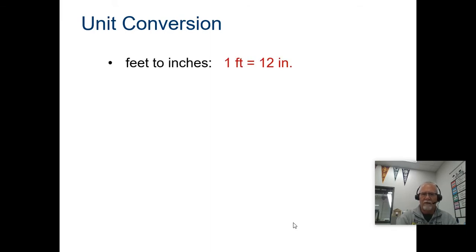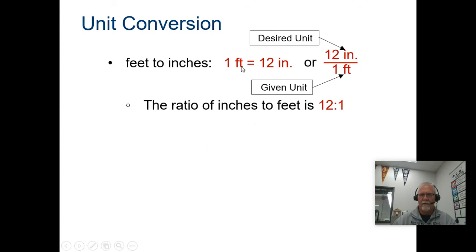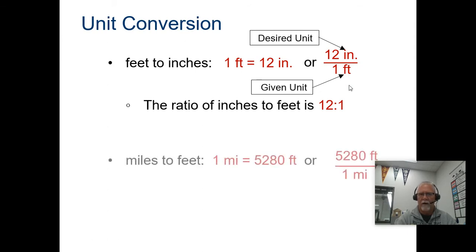Feet to inches. So we have 1 foot we know is 12 inches. It gives you a 12-1 ratio or a conversion factor of 12 inches over 1 foot. We use the idea of the desired units. If we want to get from feet to inches, we use a conversion factor with the desired over the given. Gives you a ratio in this case of 12-1.